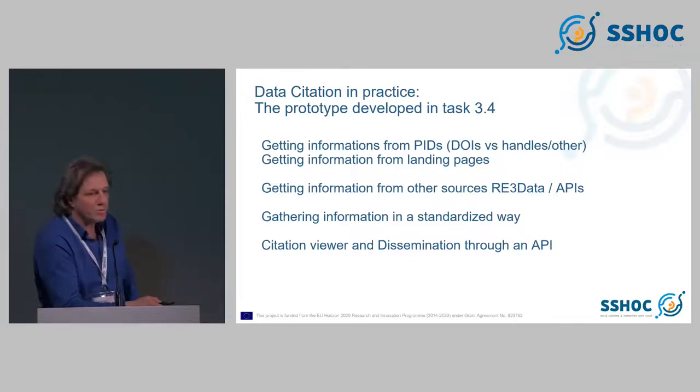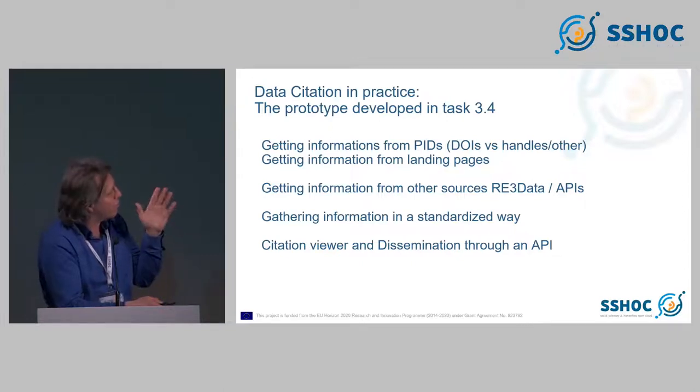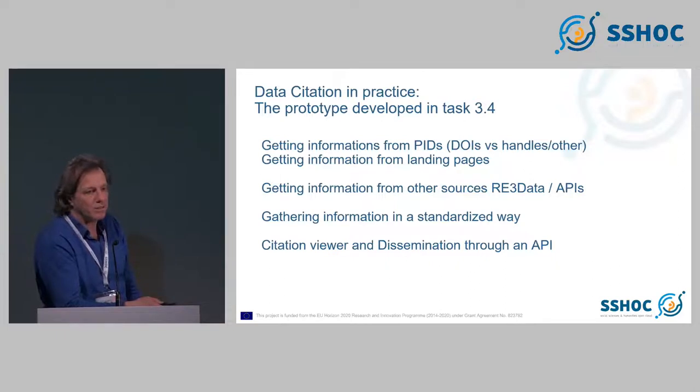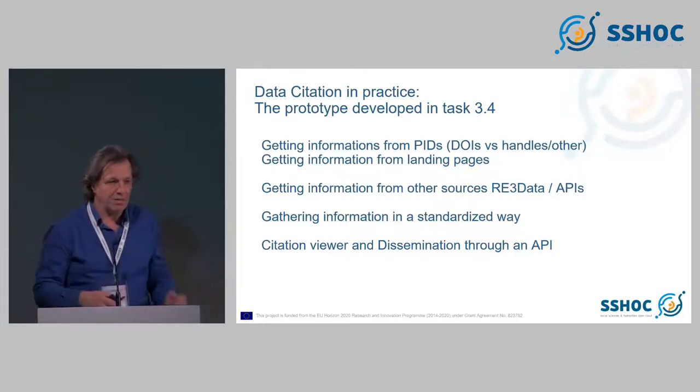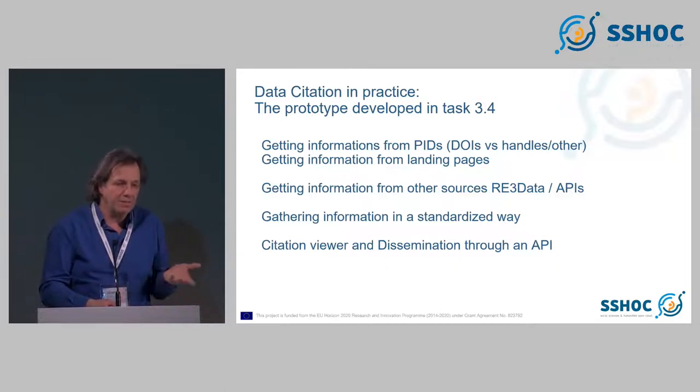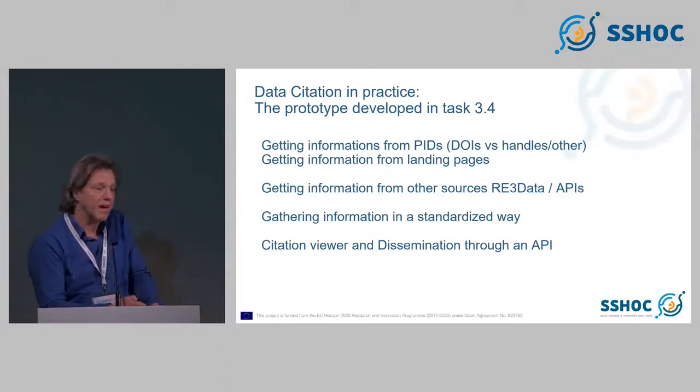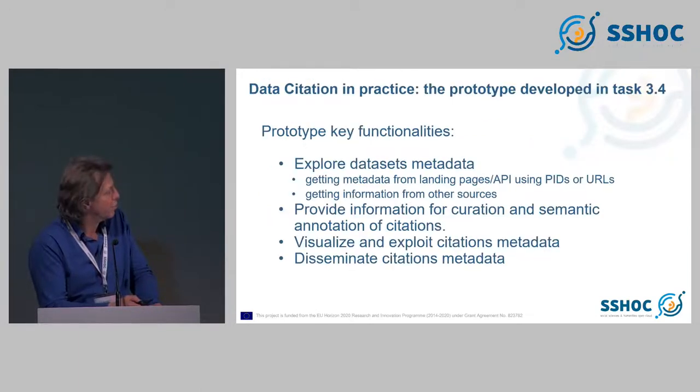And we also tried, thanks to the list of repositories, where we often have the information for the description of the repository, RIHS data. Maybe I pronounce it the French way, sorry. And so we can have access to the API and try to grab additional information. And so it's a question of interoperability. We put that in a standardized way, and we provide this information through an API and also a citation viewer for humans. So this is basically what we have done.